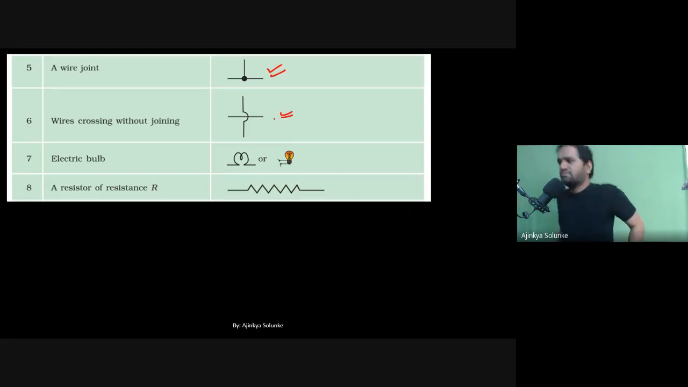A very simple one. Let's say join means you have actually made a connection, and wire without joining. Why do we need it? Because maybe there is a diagram problem. You have devices which are in front of each other.